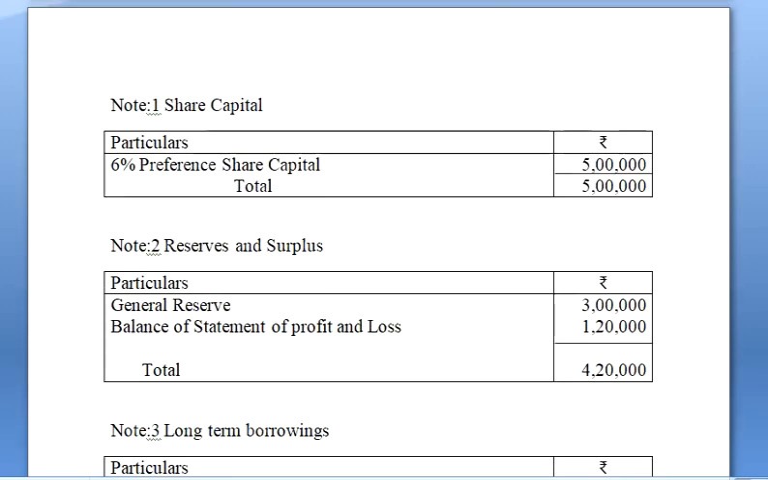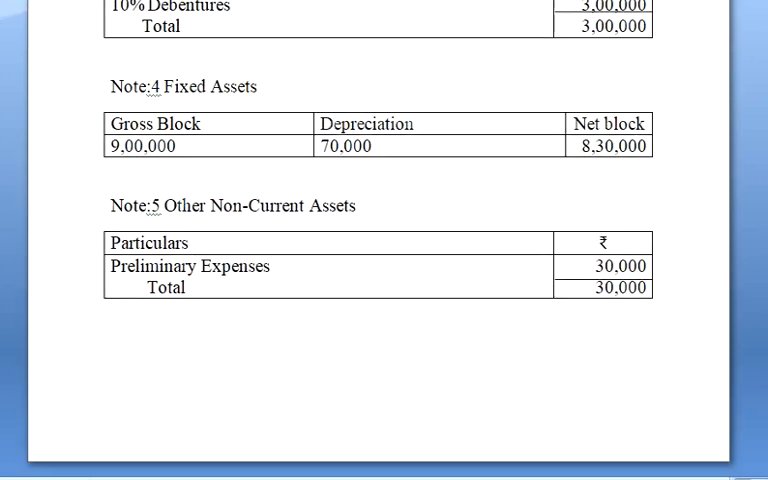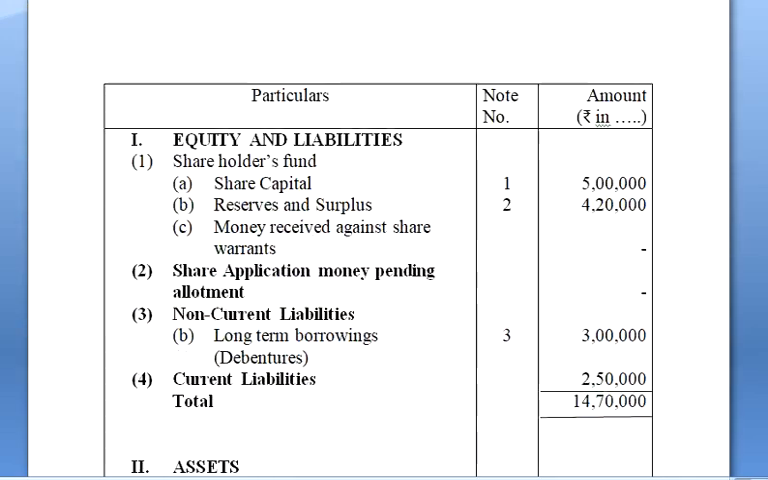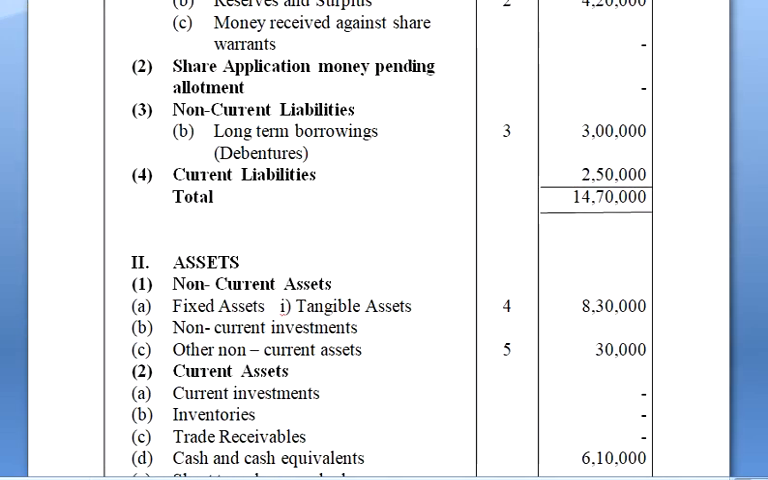What is that 30,000? I will be showing here in the note. Again, separate note is maintained. Note number 5, other non-current assets, that is what here? Preliminary expenses 30,000. So total it becomes 30,000, that I have shown here. So again, overall we will be getting 14,70,000.